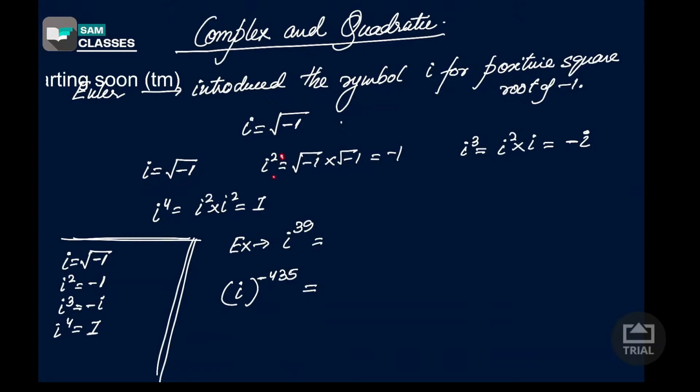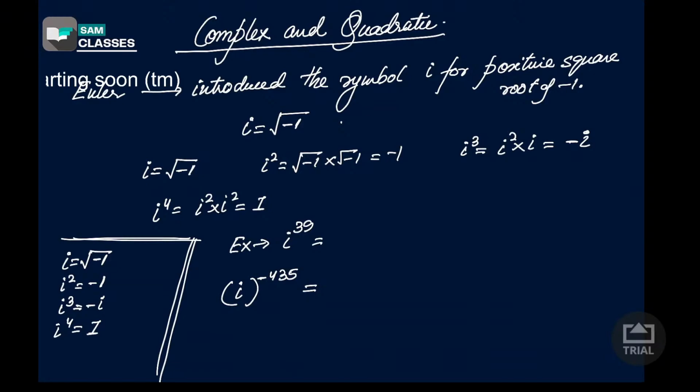So if I do i square, it will be what? Root of -1 into root of -1, so -1. i cube will be what? i square into i, so that is equal to -i. And i power 4 will be what? i square into i square, that is -1 into -1, and that will be equal to 1. So these four values play a very important role and you should know them.